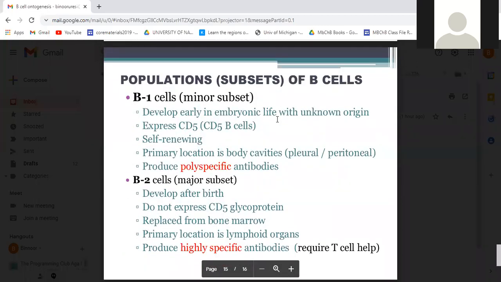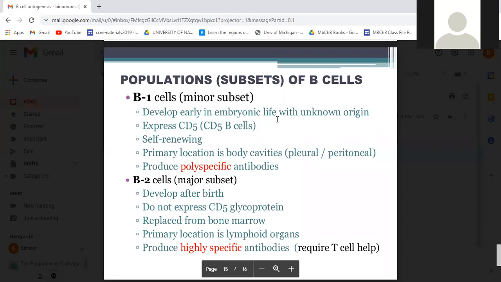Now, let me mention here that there are two subsets or populations of the B cells. We have the B1 type cells. These are the minor subset, and usually you find them in early embryonic life with unknown origin. So people say they originate from the liver, but the textbooks are a little bit unclear about their origin. But what is important about them, they are self-renewing, and they are usually the primary cells you find in the pleural or peritoneal region, and they produce polyspecific antibodies.